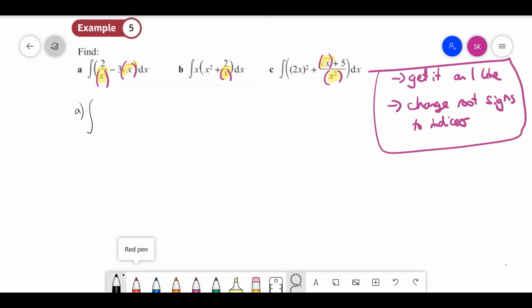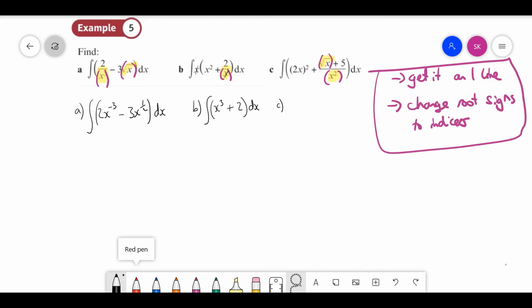So A is 2x to the negative 3 minus 3x to the half. And we're integrating that with respect to x. So that's what you should have written for A. B, we're going to expand it. So we've got the integral of x cubed, and then the x and the x cancel each other out. So we've got plus 2. And again, we're integrating with respect to x.